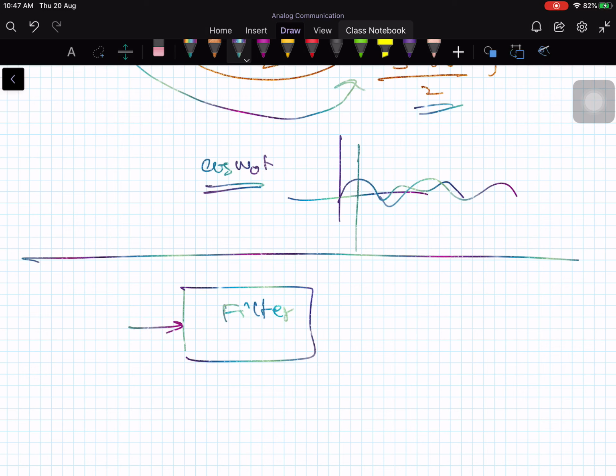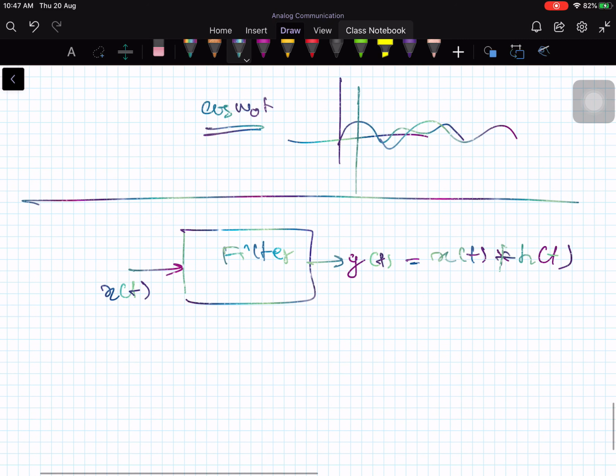And the input is x of t and the output is y of t. The y of t is equal to the convolution of the input with the impulse response of the filter, h of t. Okay, so we want to understand what the nature of the output signal is. We have said something about it, but we would like to say something more about it, right? What we said about the Hilbert transform is that every frequency component gets phase shifted by minus pi by 2 radians. Now, can you express the waveform y of t in this case in terms of x of t?